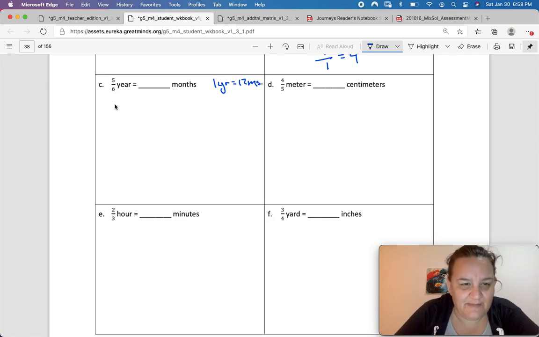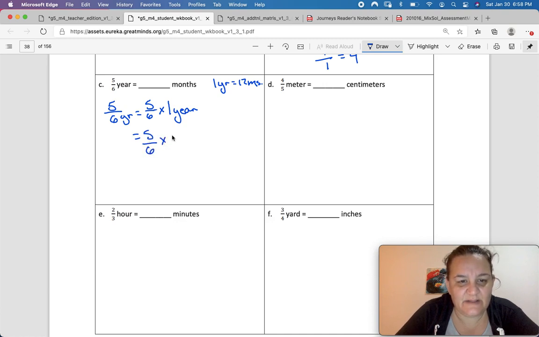So, mathematically, 5/6 of a year equals 5/6 times 1 year. Now I'm going to convert that into months. 5/6 times 12 months. Now I can solve this. 5 times 12 over 6. Okay, do you see how I did that? Just like we did last week.